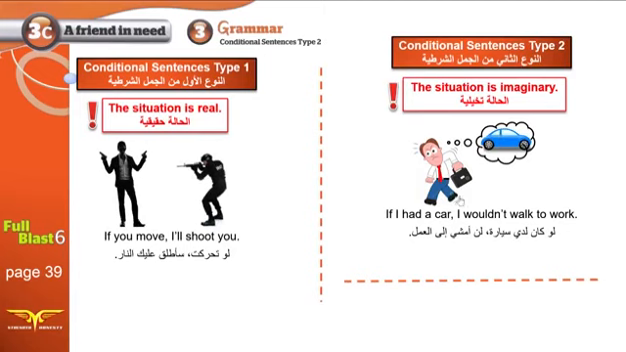But in the second situation, the man has no car. He is only imagining the situation. What would happen if he had a car? He is only imagining that. So this is very important. If the situation is real, if it is happening, then you use type 1. If you are only assuming that, you are imagining that, then you use type 2. Okay, this is the usage.